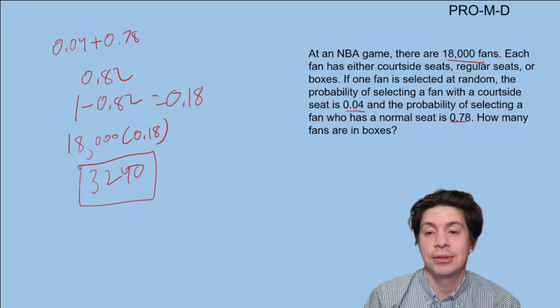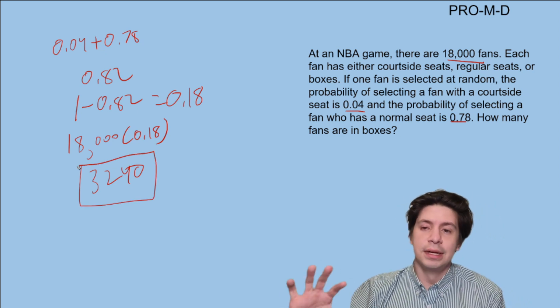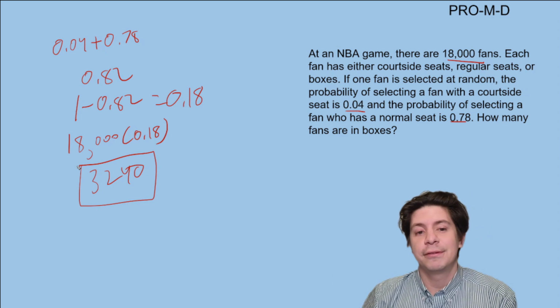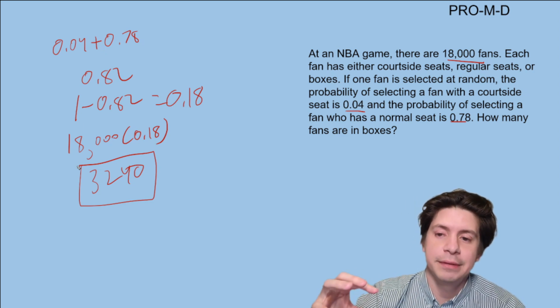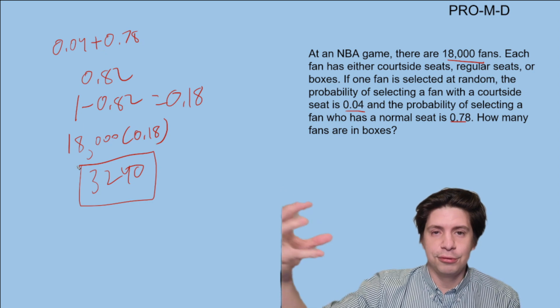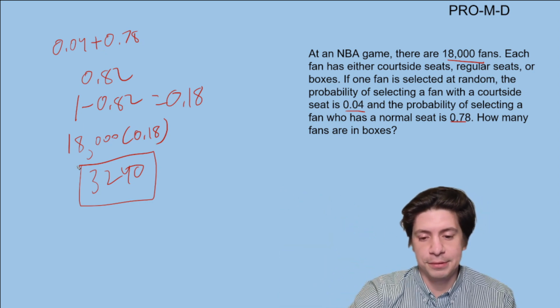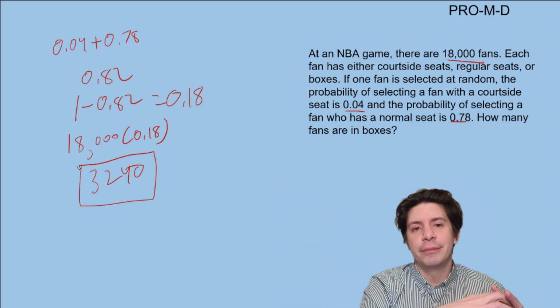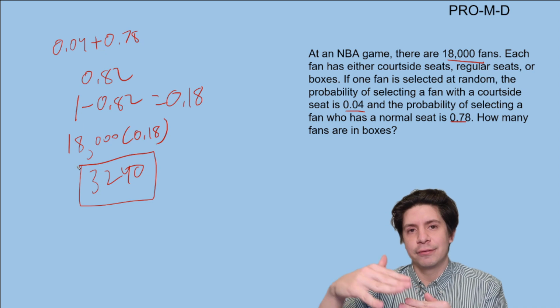And that will be your answer. That's how many are in boxes, right? So this one's a level medium because you have to find a probability by subtracting the other probabilities from one and then multiply it by the total to find the value, right? So there's a bit more steps. And you can see how you're going from easy to medium and how they've sort of stepped up.